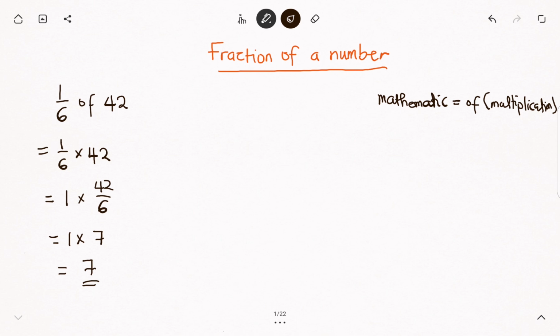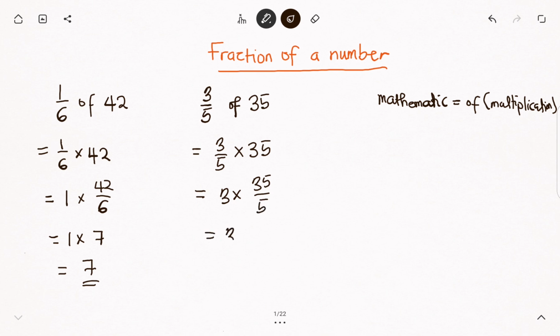Now let's have a look at another example. Say we have 3 over 5 of 35. How do we solve this? Just like the way we did for the first example, what we need to do is to rewrite the mathematical expression that we have over here. So we have 3 over 5 multiplied by 35. So this is equal to 3 multiplied by, we send the 5 to the other side, it now divides the 35. So we have 35 over 5. This is the rearrangement that we do.